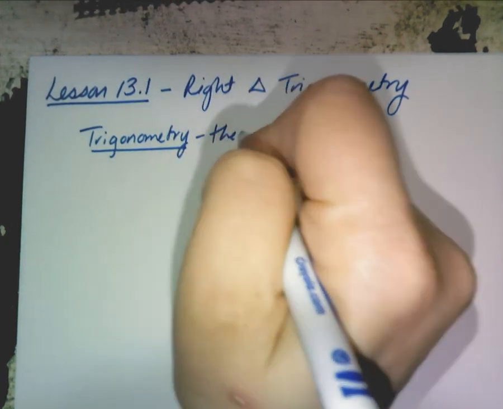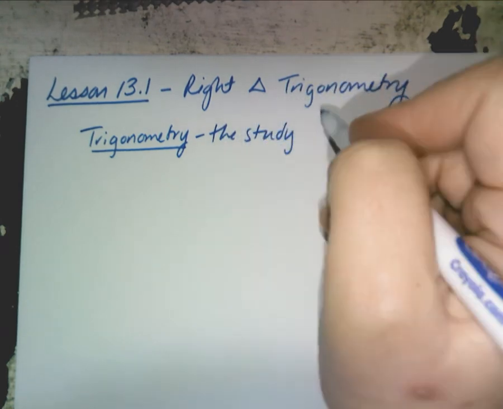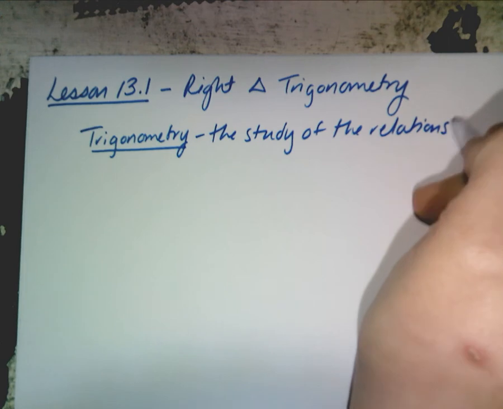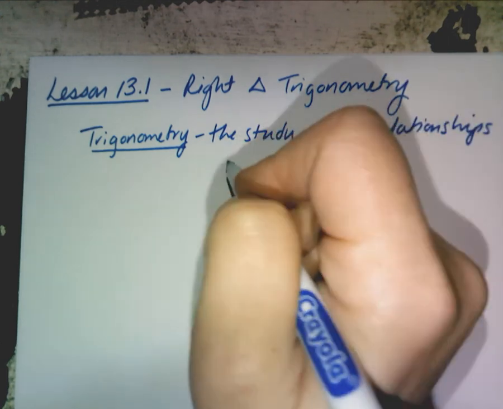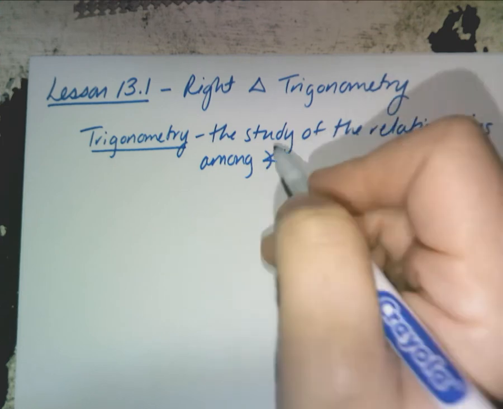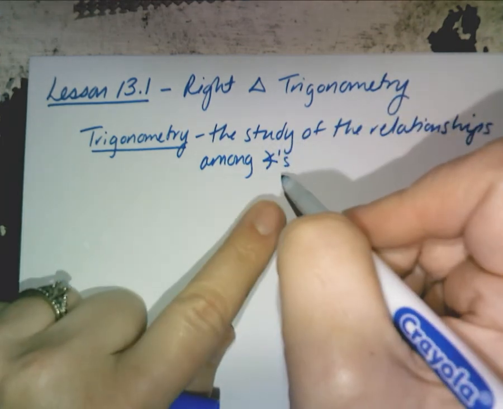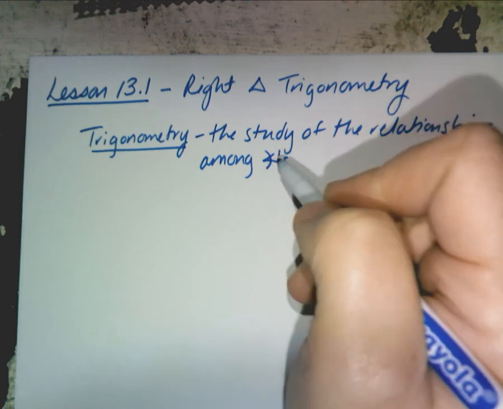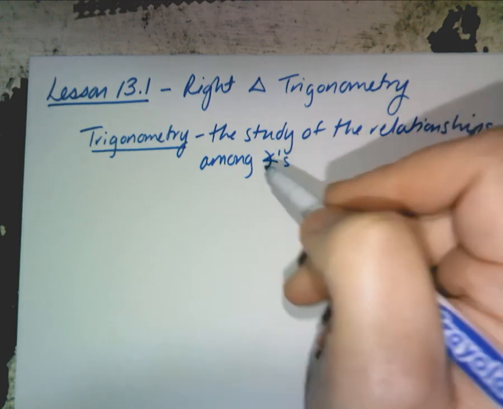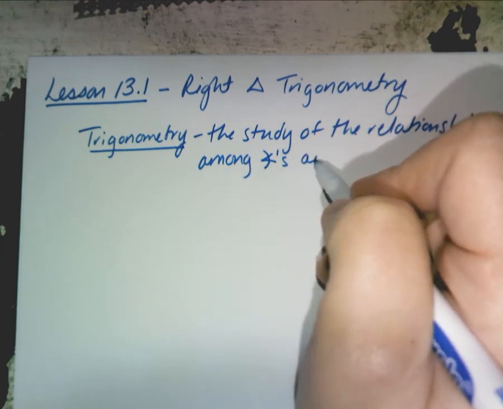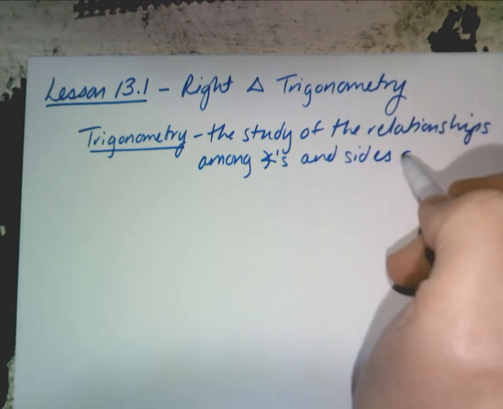It is the study of the relationships among angles. This is my symbol for angles. That's how my math teacher did it. It's a hook through the angle symbol, so that way I don't think it's the less than symbol. So that's how I do it. The study of relationships among angles and sides of right triangles.